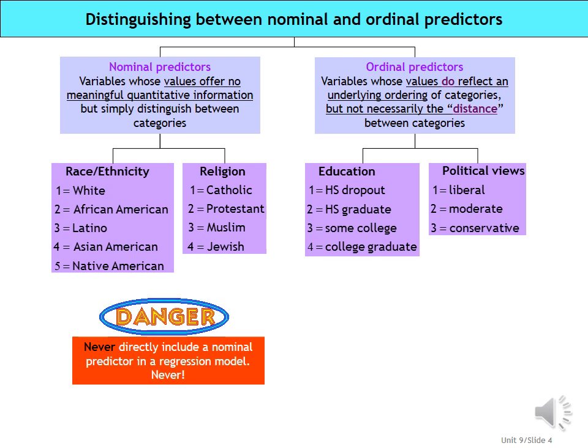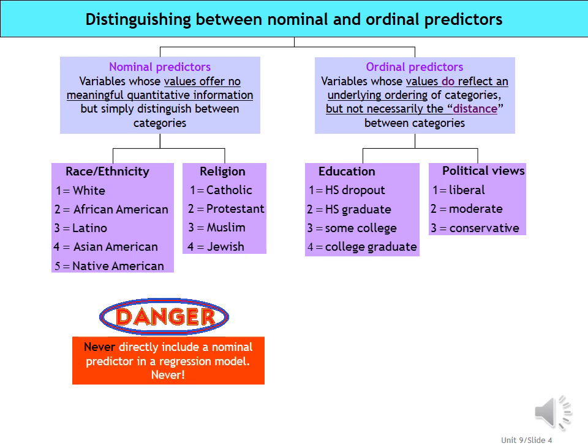So I can change the 1 to 2, 2 to 5. It doesn't matter, right? It doesn't have to be 1 for white. It could be Native American. So the number does not have any meaning inside. We can't use those kinds of variables as predictors because we're going to do calculations with those numbers, and we can't do that. For that reason, we can't use nominal variables as predictors.